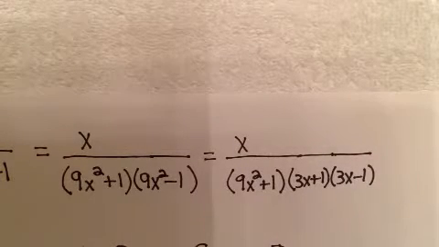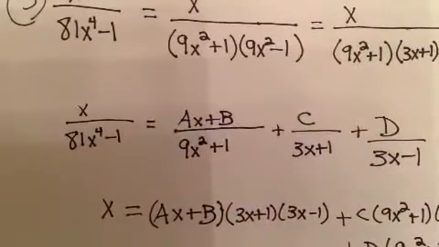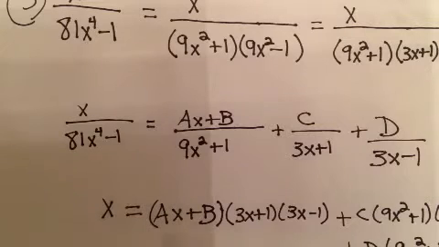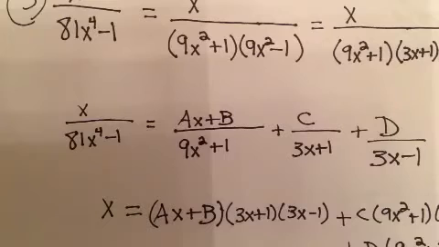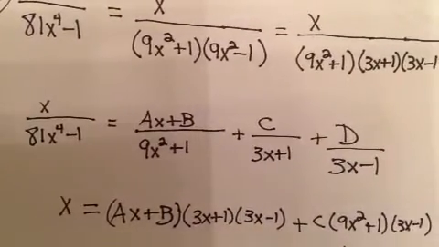So for the original ratio, x all over 81x to the fourth minus 1, considering that we have three denominator factors, we're going to have ax plus b over 9x squared plus 1. 9x squared plus 1 again is going to be a quadratic factor, and then we have plus c over 3x plus 1 and d over 3x minus 1.